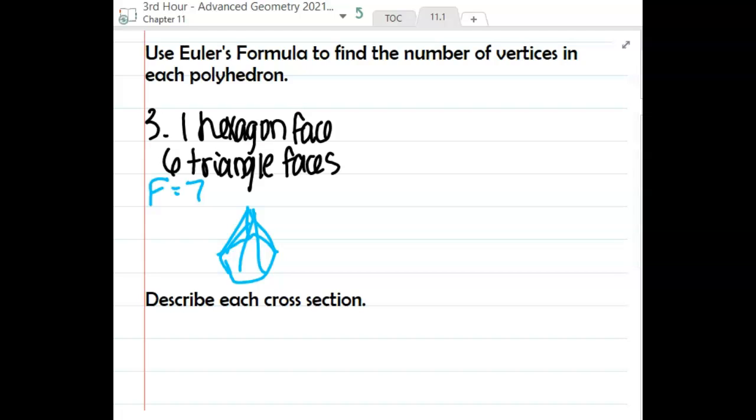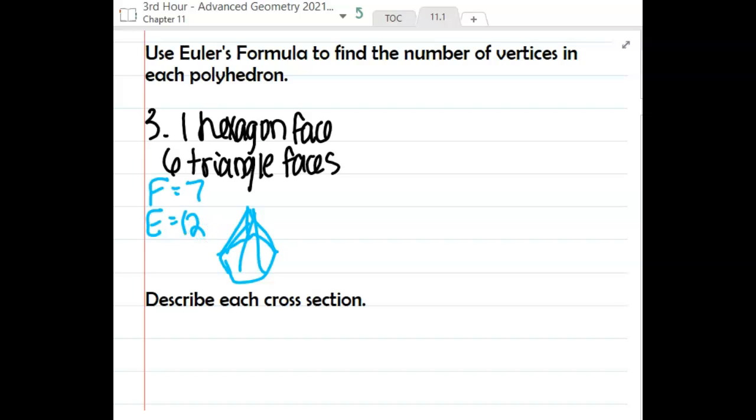We need to find the number of edges. So let's start at the bottom. Remember, the edges are where the faces meet. So at the bottom, how many edges would there be? Yeah, there'd be 6 on the bottom. But around the side, there would also be some. How many would be around the side? 6. Are there any edges at the top? No, because remember, edges are where faces meet, and the top would come to a point. The top would just be a vertex. So we've got 6 on the bottom, 6 around the side, we would have 12 edges.